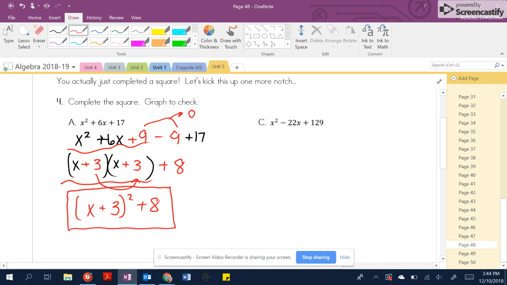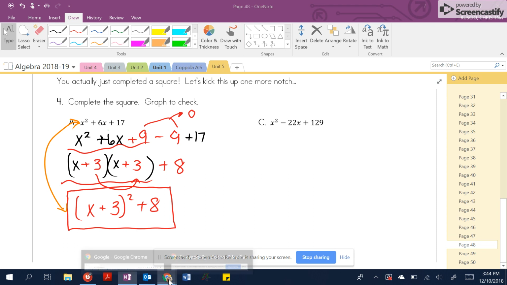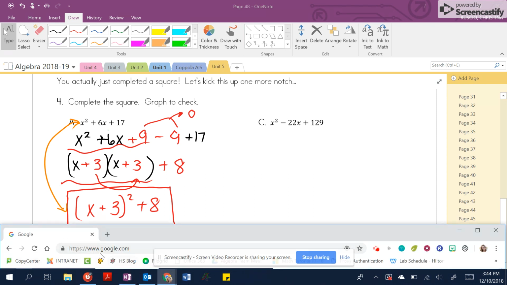OMG. I just completed the square. And guess what? If I graph this and this together, they're going to make the same exact graph. So cool.